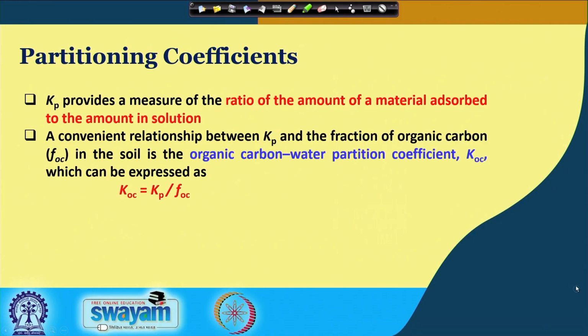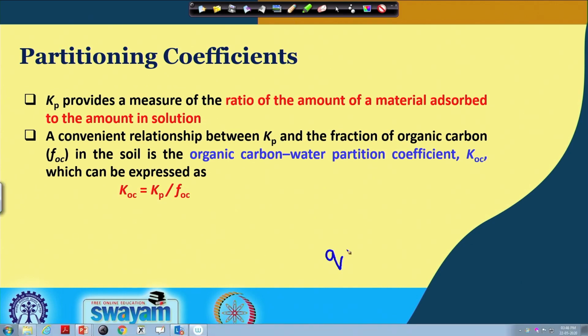If we move ahead, the partitioning coefficient provides a measure of the ratio of the amount of a material adsorbed to the amount in solution. Obviously, since Q is Kp multiplied by C, we can see that Kp equals Q by C. So, that shows the ratio of the amount of a material adsorbed to the amount in solution.